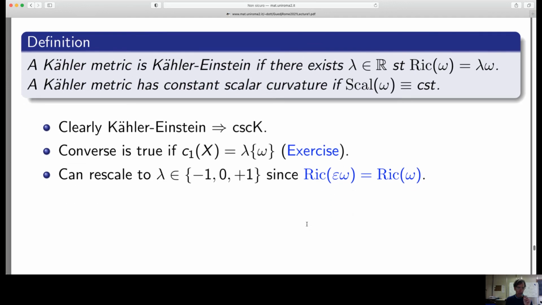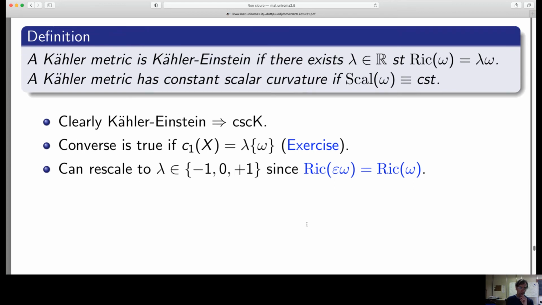Now we can rescale lambda, because the Ricci of epsilon omega is equal to the Ricci of omega. Therefore, we can rescale the metric and reduce to the case where lambda is either -1, 0, or 1.